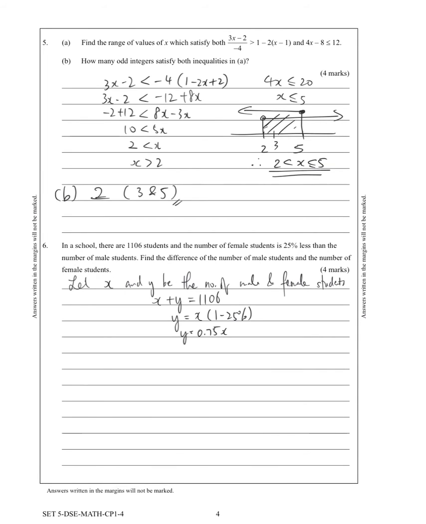So x plus 0.75x is 1106. So simply divide that by 1.75. You find the value of x, and then you substitute back into the first equation, you find the value of y. And then they're asking for the difference. So the difference is 632 minus 474, which is 158.